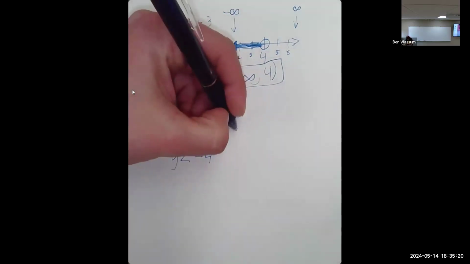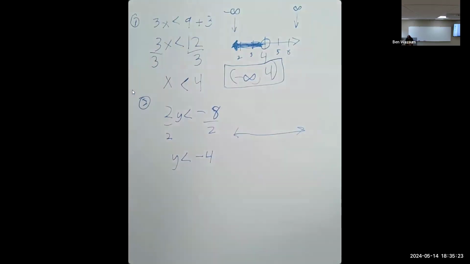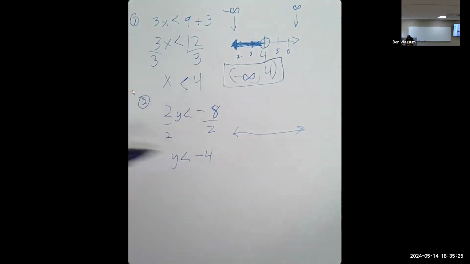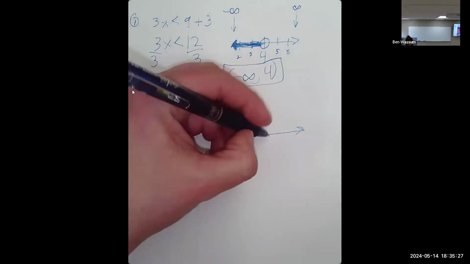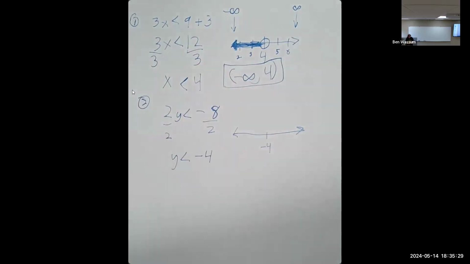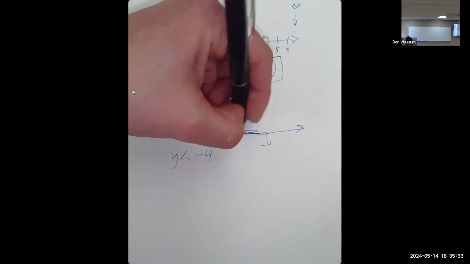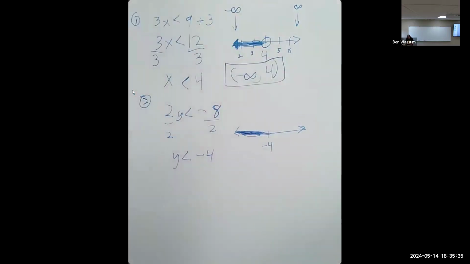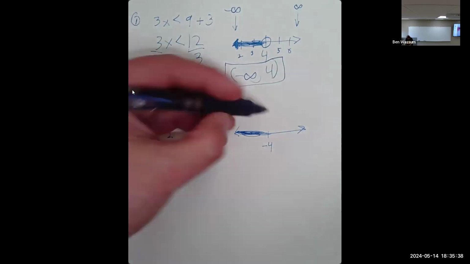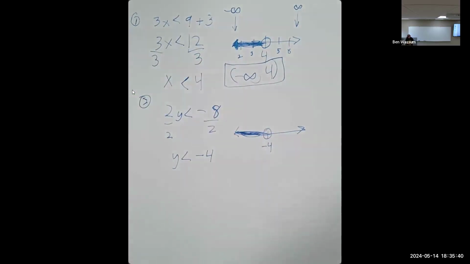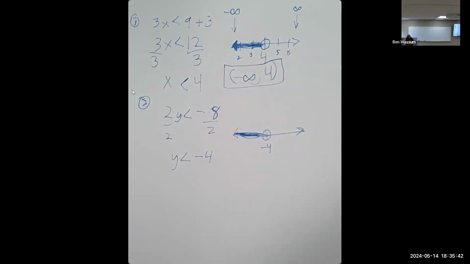So let's do a number line. And we got the same direction. The only difference is instead of a 4, we got a -4, right? And it's still going to be less than that. So we're still going to go off in this direction. And since it's a less than, it's still going to be an open circle. Okay, not the end of the world.